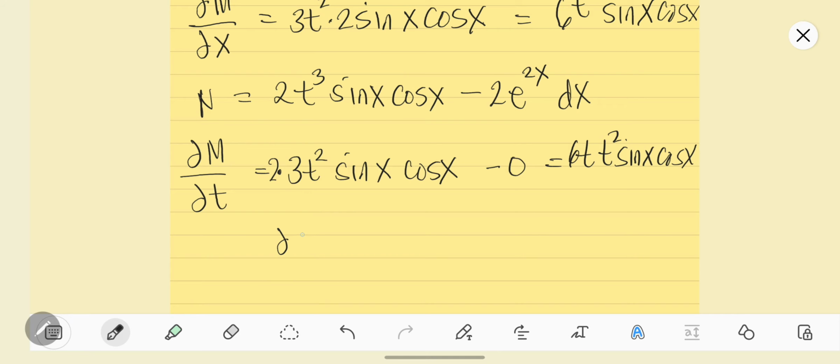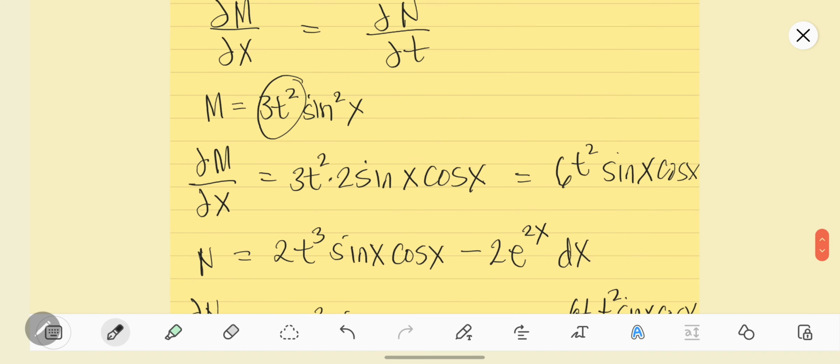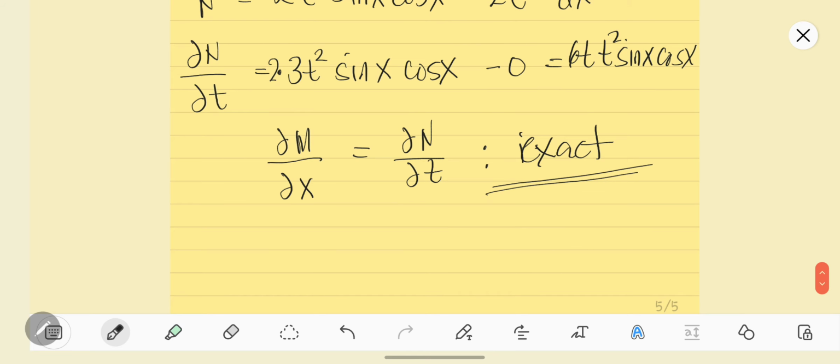Now our partial derivative of m over dx is equal to the partial derivative of n over dt. Therefore it is exact. Now this is exact. So the equation is exact. Now we can solve this.